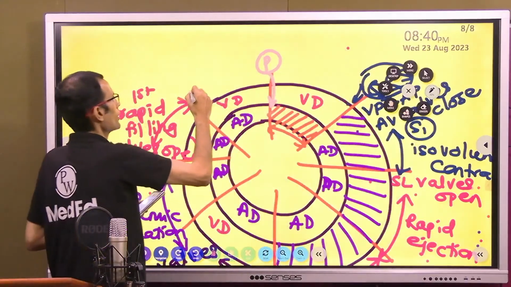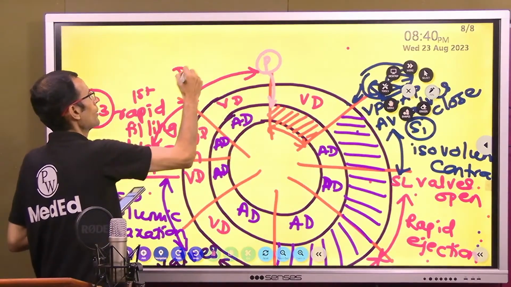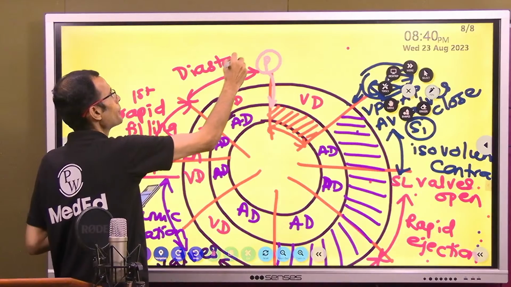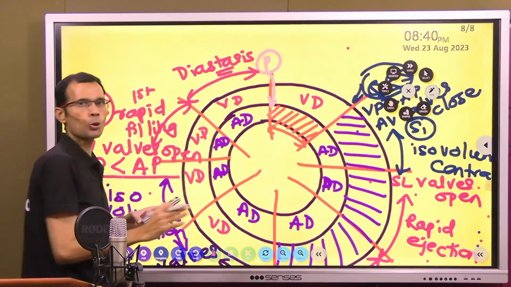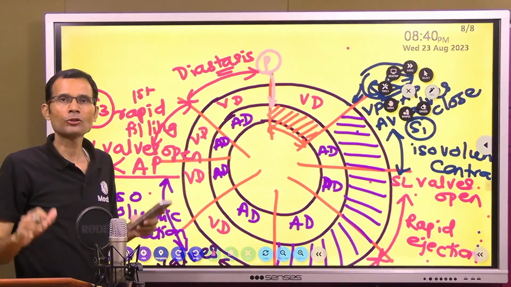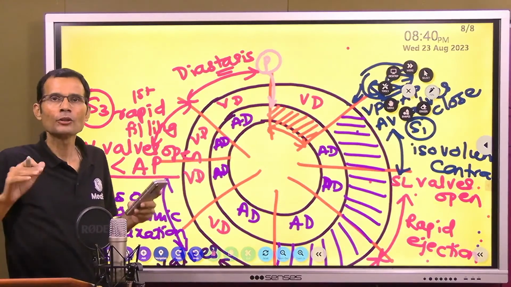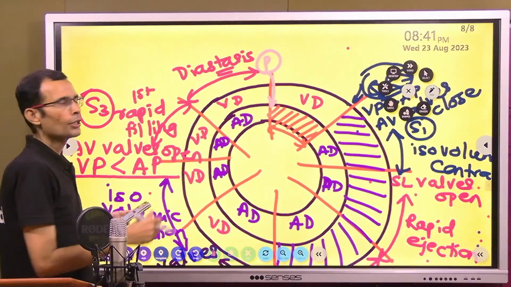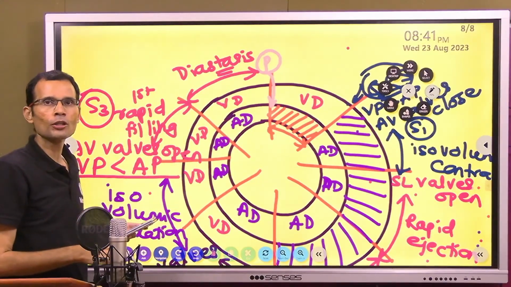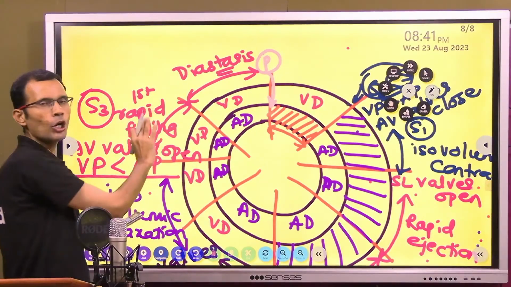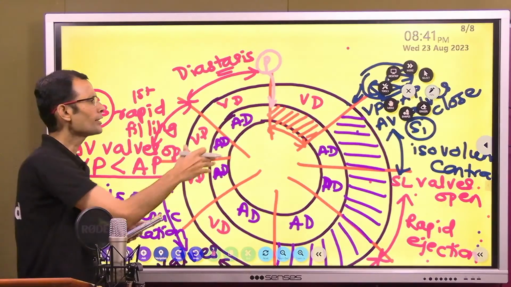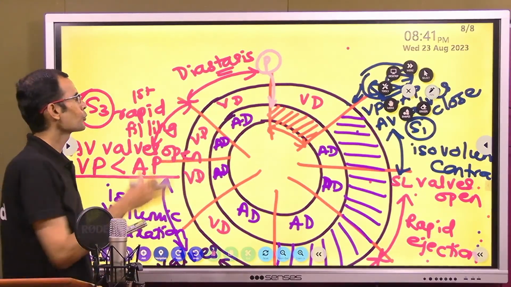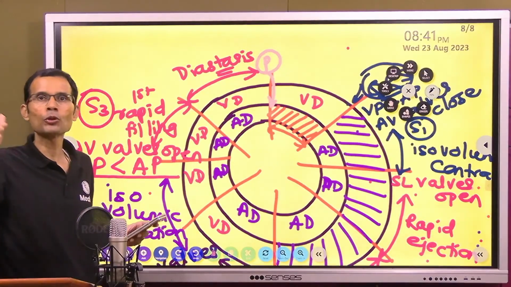Then next, there is a phase called diastasis. What is the meaning of it? The meaning is diastole stasis. Diastole stasis means not much filling. Because the ventricle is in diastole, the atria are also in diastole, and one gush of blood has already gone, the first rapid filling. So there is nothing to fill in this phase. So it's called diastasis, diastole stasis.